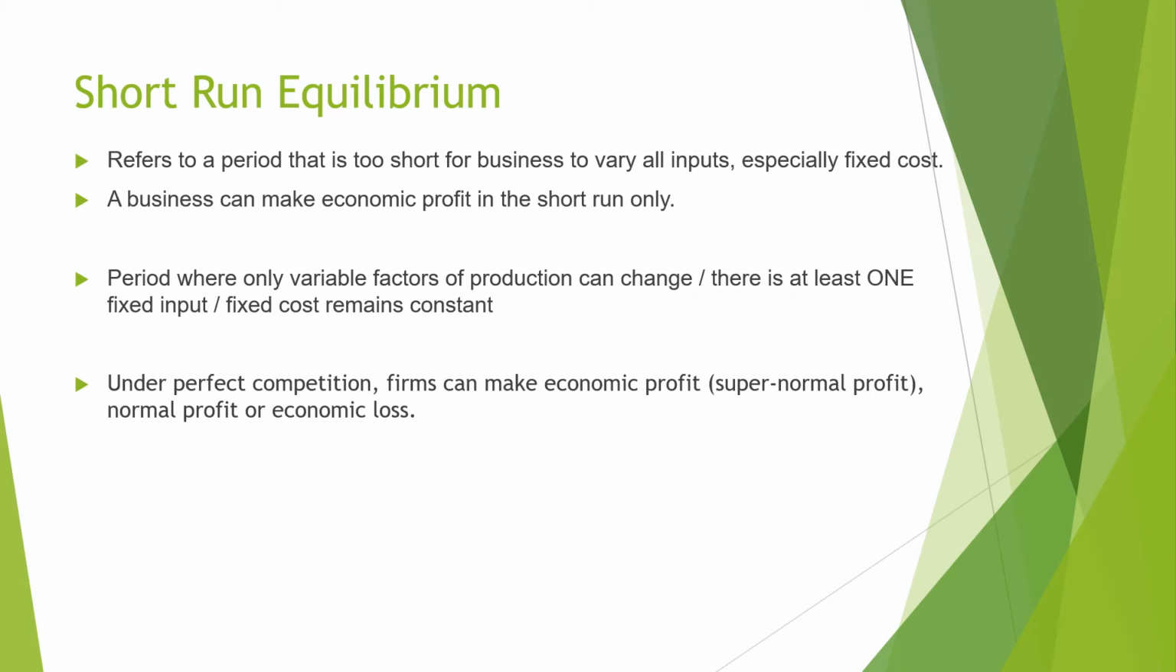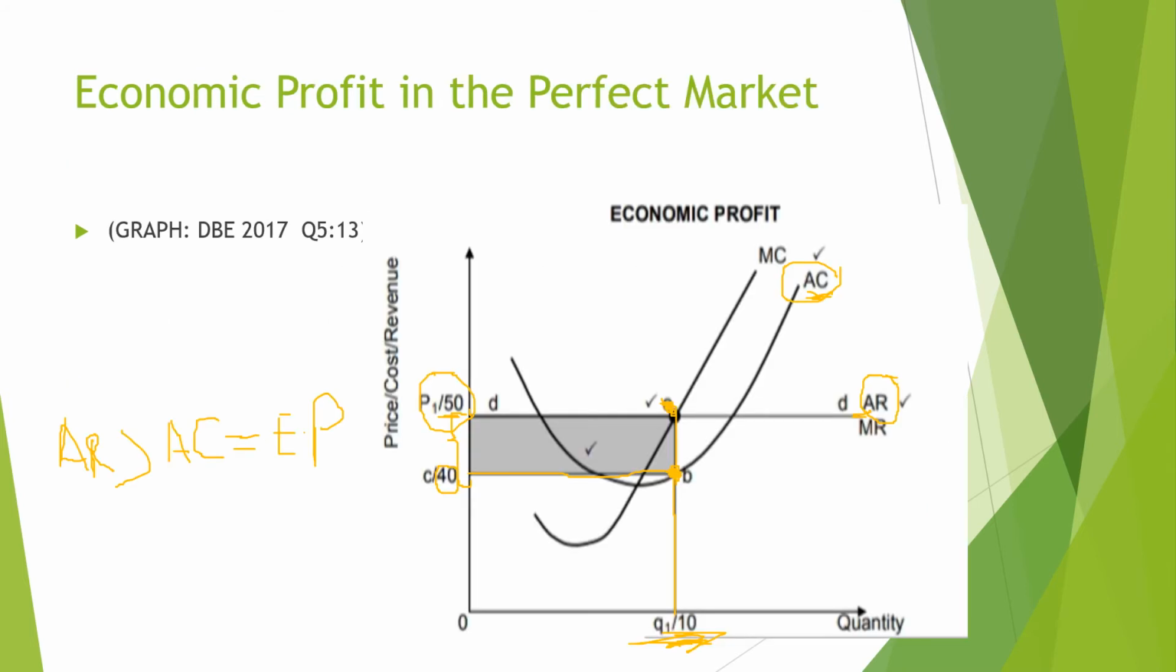Short run equilibrium in a perfect competition market. Okay, all firms should produce at a point where marginal revenue is equal to marginal cost. This is what we call profit maximization.